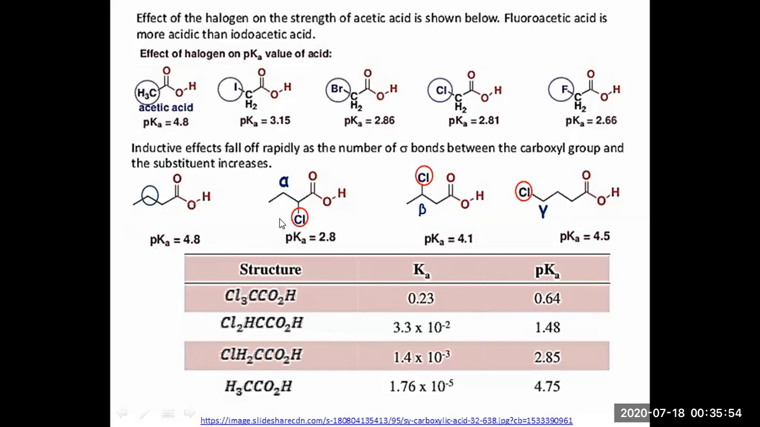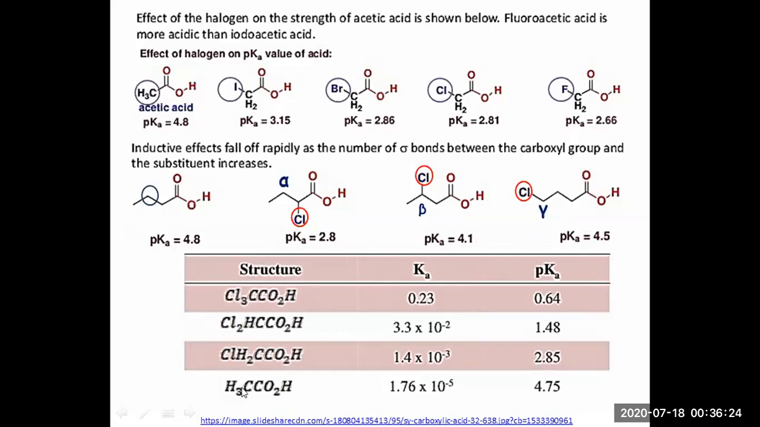There is one more example, where the position of Cl is alpha, beta, or gamma, and as the distance goes on increasing, the stabilization will decrease. The alpha position stabilizes the maximum, and therefore the pK value is the least for the alpha chloro acid, and therefore it is strongly acidic in nature. The pK values are almost the same for the other acids.